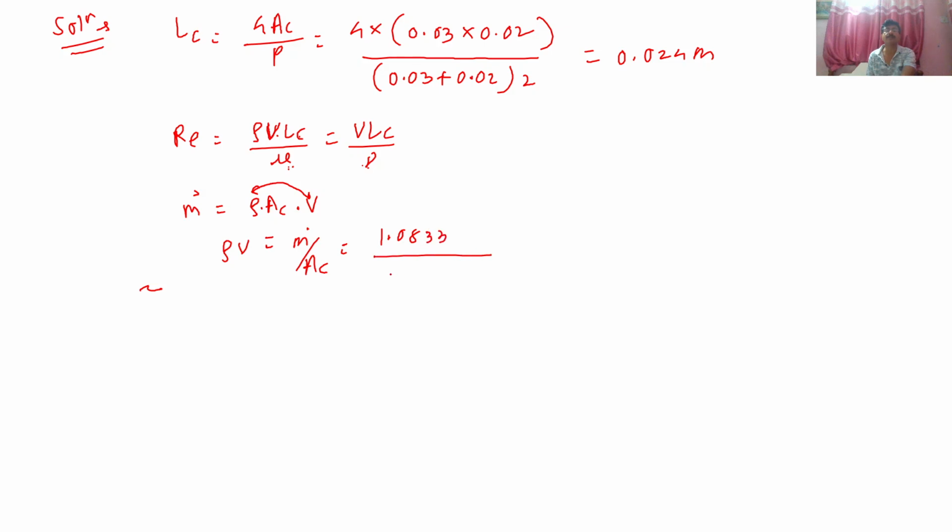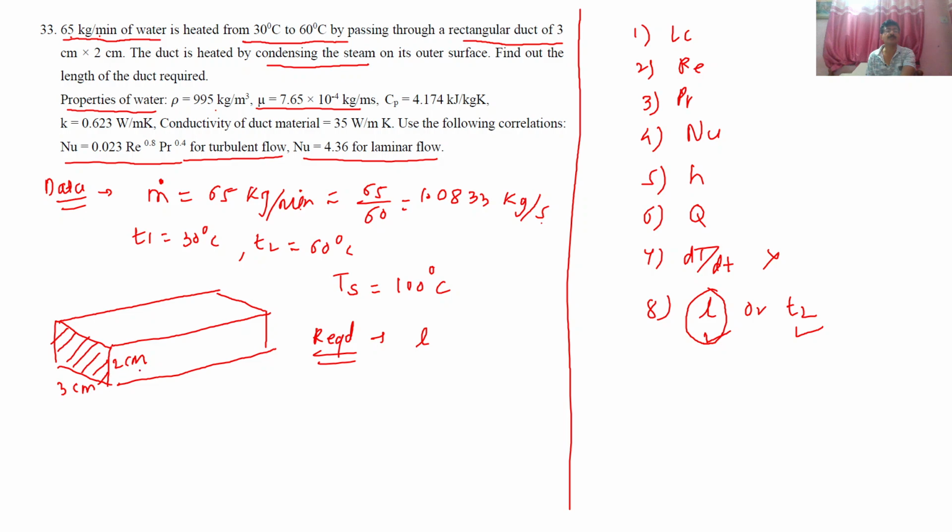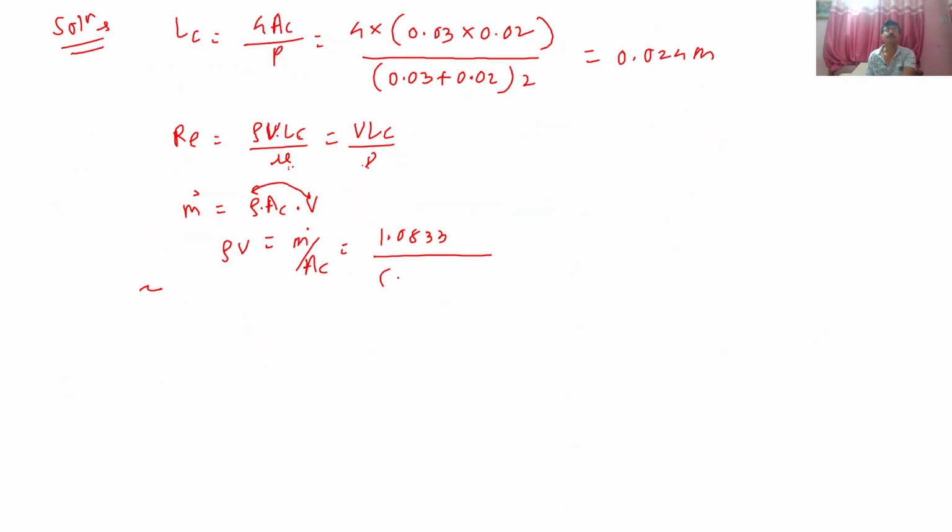1.0833 divided by AC. AC means area of cross section. It is how much? 0.03 into 0.02. If I solve it, the product of rho V is coming as 1805.5.